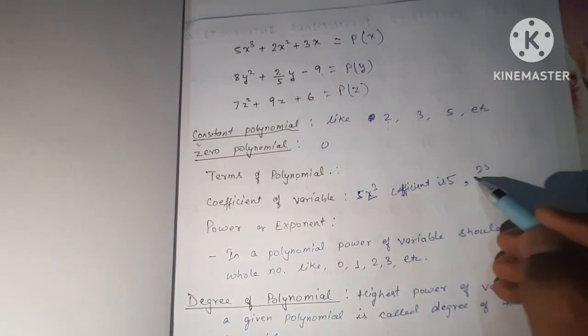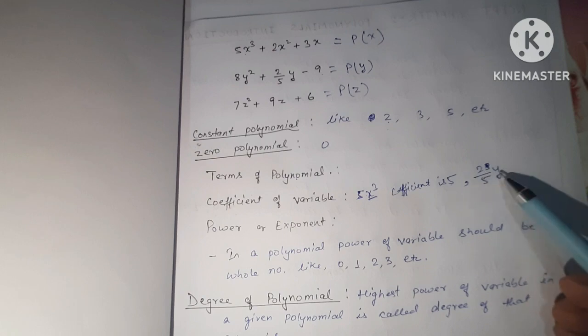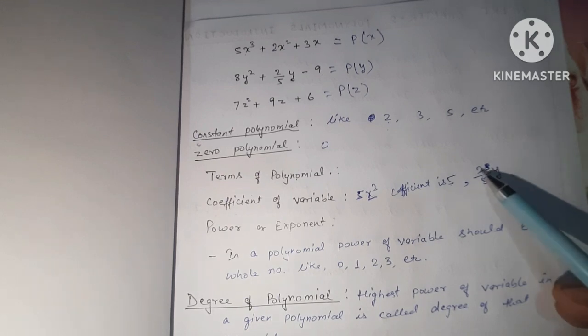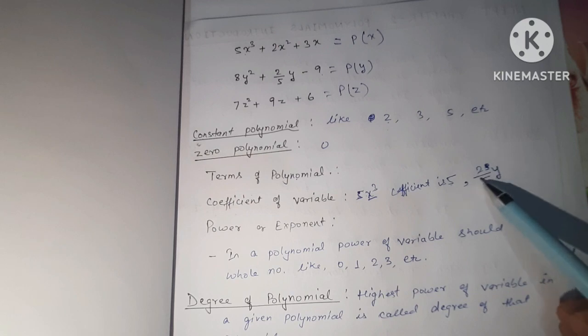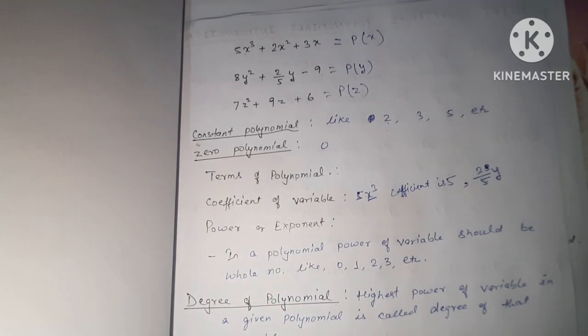What is the coefficient of 2 by 5y? So the coefficient of y is 2 by 5. Now here coefficient of y is 2 by 5. Whatever constant value is multiplied with the variable, that constant is the coefficient of that variable. Now power or exponent.